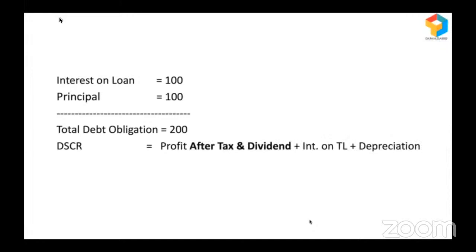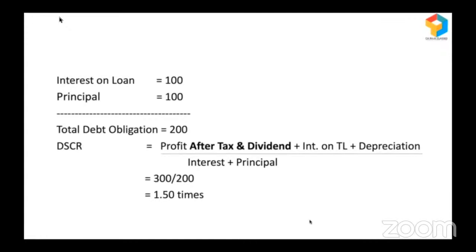DSCR is equal to profit after tax and dividend plus interest on term loan plus depreciation, divided by interest plus principal. In this case, it is 300 divided by 200, and you get 1.5 times. What does that communicate? For every 1 rupee of loan obligation, which is interest plus principal, this business has a cash profit of 1 rupee 50 paise. So it looks good, right? From 1 rupee 50 paise, 1 rupee can be paid off, and still 50 paise is available with that business. They can use that 50 paise for supporting their working capital requirements.